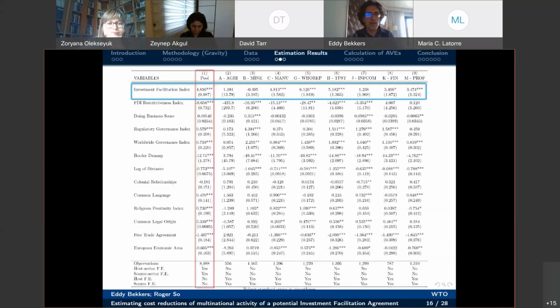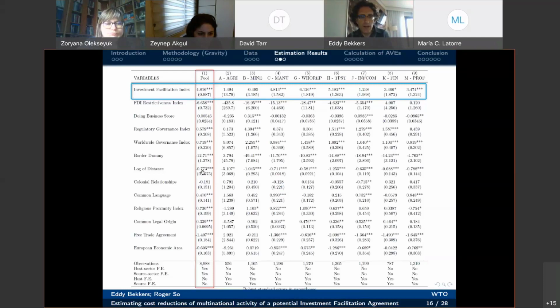Okay, so then let's look at the estimation results, and we're actually pretty satisfied with them. The first column, in red, is the pooled regression over all sectors. We see that we get coefficients that are intuitive for almost all variables. Doing Business here is not significant, but the worldwide governance index is significant. And what is important is that our investment facilitation index interacted with the border dummy is actually significant and positive. And distance, for example, is negative.